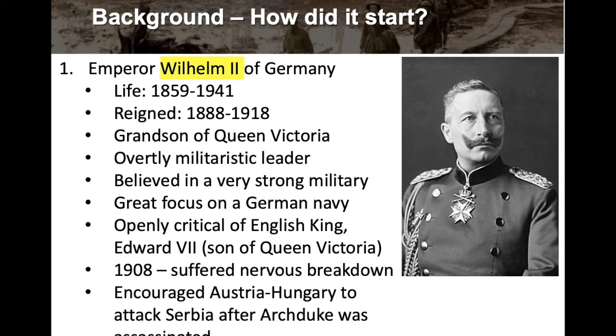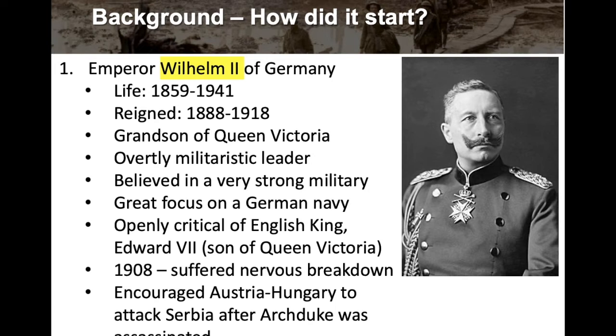Notice his family relations. As I've mentioned in previous lectures, the relations between the countries in Europe were very intricate because they would intermarry, they would arrange marriages, and they would make different alliances through family members, and Queen Victoria was notorious for doing this.